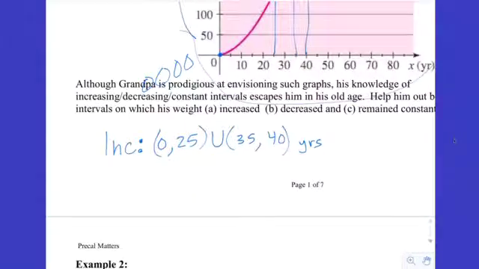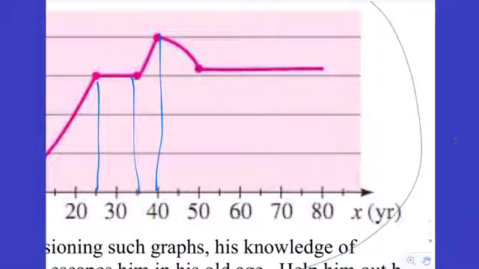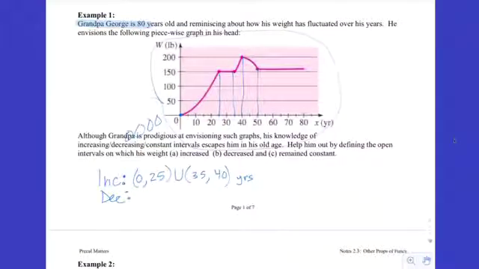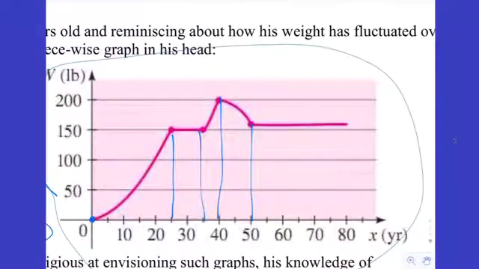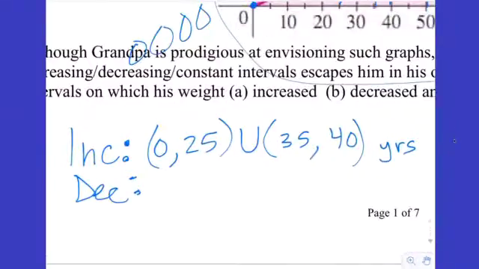Okay, now let's come in and see if Grandpa George lost weight at any time in his life. Where is this graph decreasing? Well, there was that little span from age 40 to 50, right? That decade where Grandpa George went on a 10-year diet, pretty successful diet. He almost got back down to his fighting weight of 150, but not quite. So that's the only interval, so we're just listing 40, 50, and then years at the end.